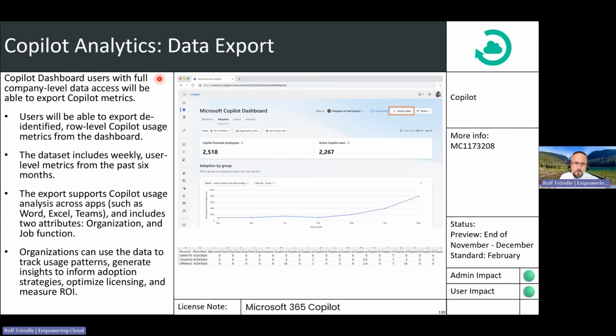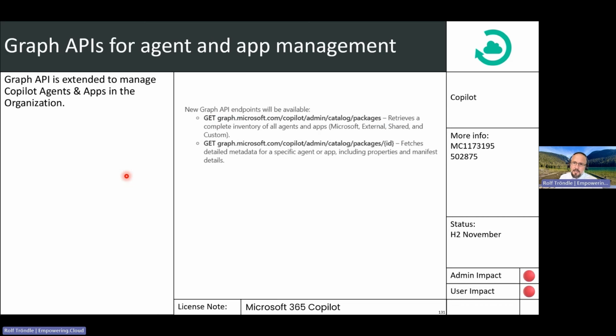Copilot Analytics dashboard data can be exported for users with full company level data access, and user data will be de-identified, so you don't have any user data in the exported data anymore. And then we will get some new graph APIs for agent and app management. If you are eager to do this by PowerShell or Graph API, then just use these new Graph APIs.